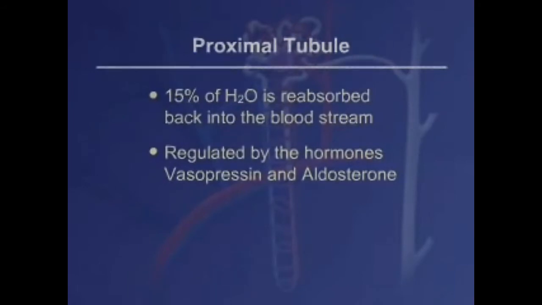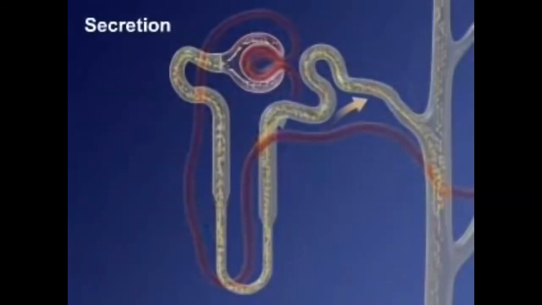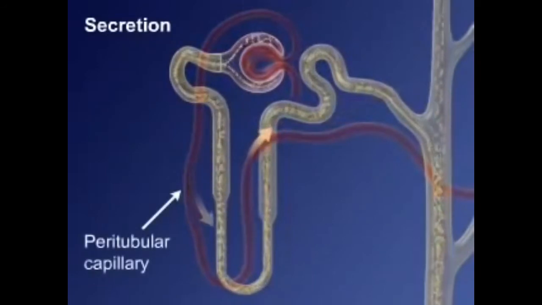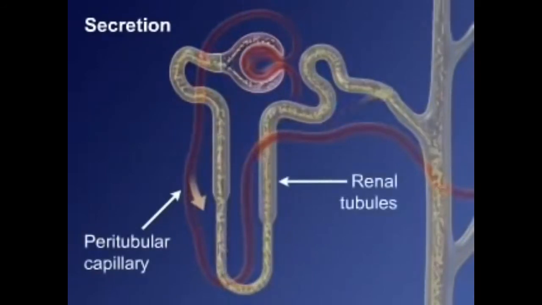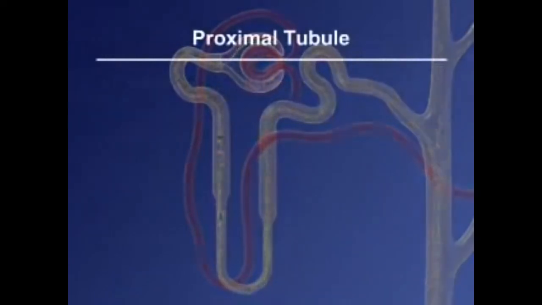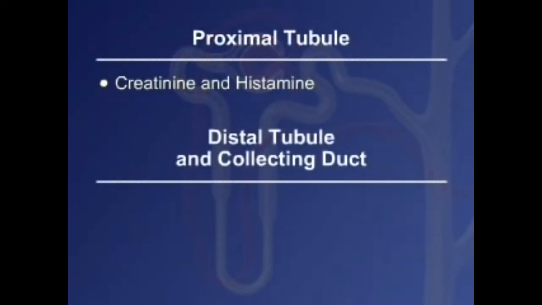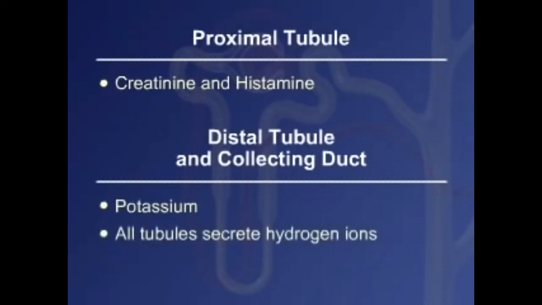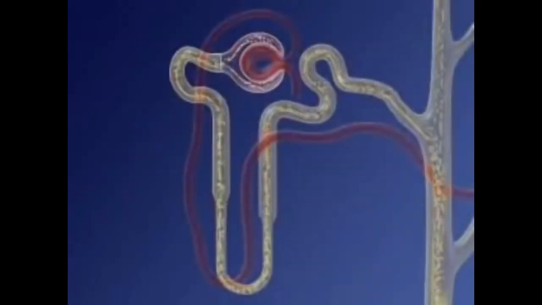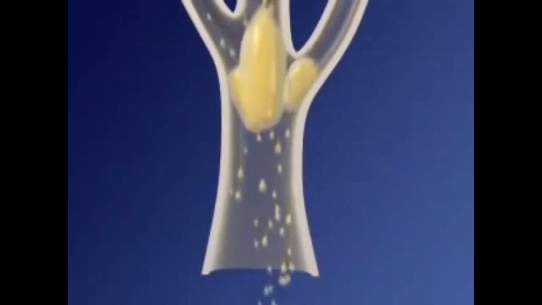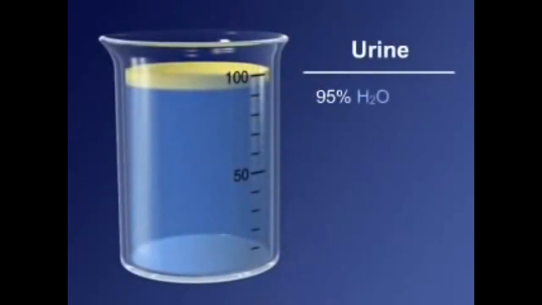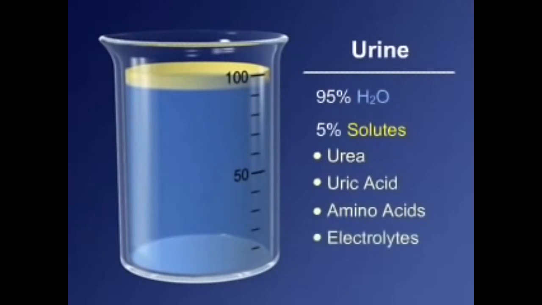In tubular secretion, substances move from the plasma and peritubular capillary back into the filtrate. In the renal tubule, the proximal tubules secrete creatinine, and the distal tubule and collecting duct secrete potassium into the filtrate. All tubules secrete hydrogen ions to regulate the pH of the body fluid. The filtrate is now urine. Urine is about 95% water with the balanced 5% solute: urea, uric acid, amino acids, and electrolytes.